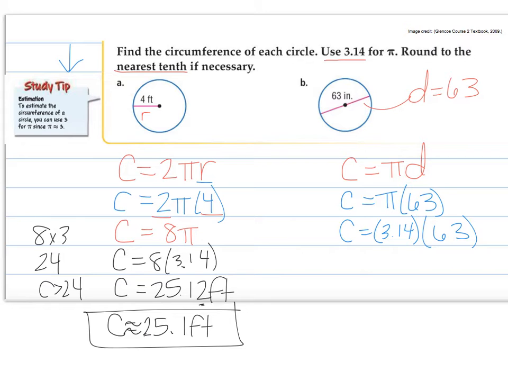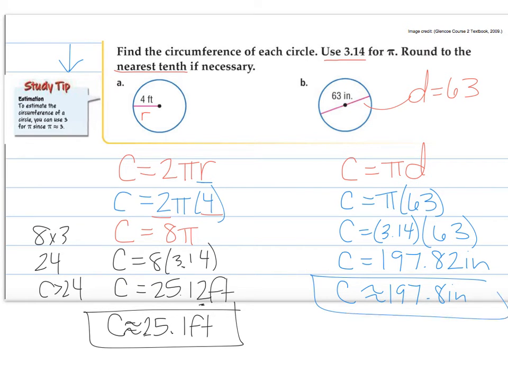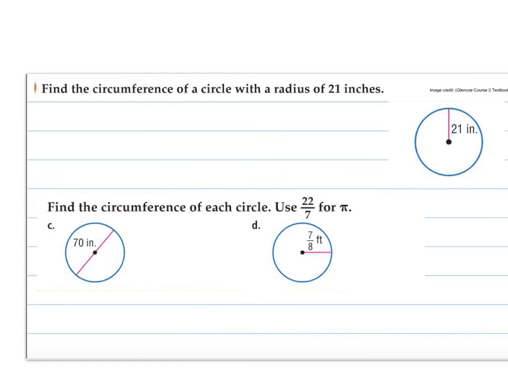Again, of course, you can use your calculator, make an estimate if you'd like. I know 60 times 3 would be 180, so it's going to be a little bit more. So when I do that, I get my circumference is 197.82 inches, but rounding to the tenths place, it's approximately 197.8 inches. Very nice and neat, working down. Please do the same. Here's a couple more to try.